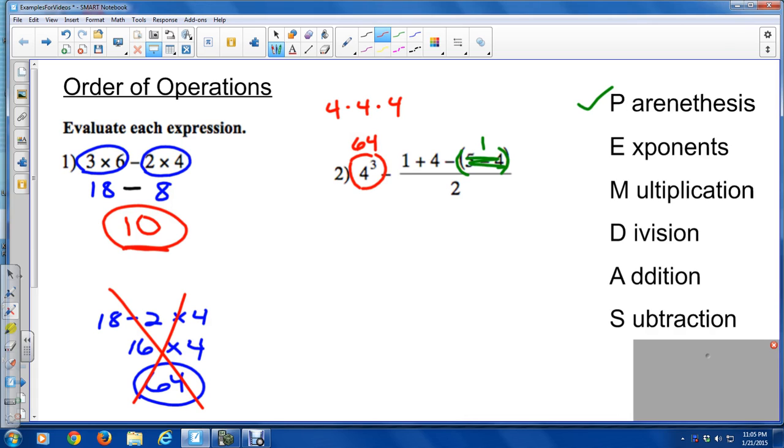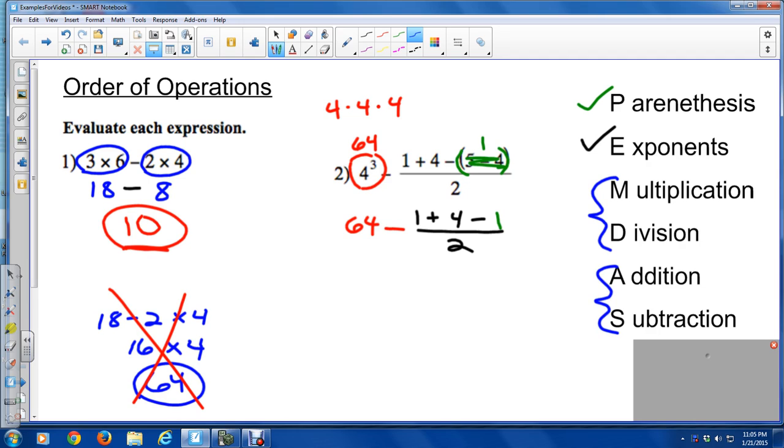So I'm going to go ahead and rewrite what I have in number 2. I do have a 64 at the beginning minus 1 plus 4 minus the 1 that I got from my parentheses all over 2. And I've now done parentheses and exponents. Working through the rest of it. Multiplication and division, please be careful. Those two do go together. And this can be a little misleading because you think you have to do the multiplication then the division. Do them together. Addition and subtraction do together, working left to right throughout the problem.